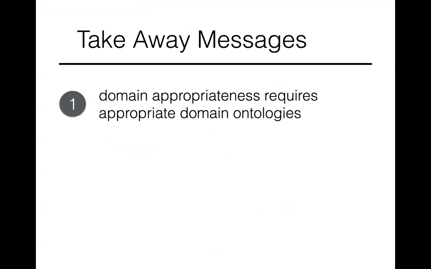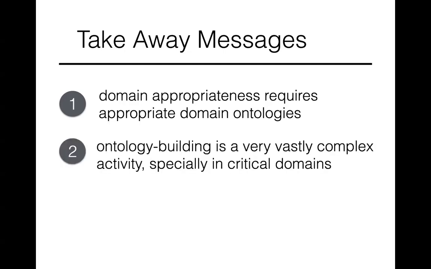So here are my takeaway messages from the first part. Domain appropriateness is a fundamental quality for software systems, because software systems are representations of reality, and modern software systems are representations of reality which are collectively constructed in a distributed way, right? By assembling worldviews which were developed in an autonomous and concurrent way. So domain appropriateness requires appropriate domain models or domain ontologies in the sense that I discussed in the beginning of the talk. Ontology building is a vastly complex activity.